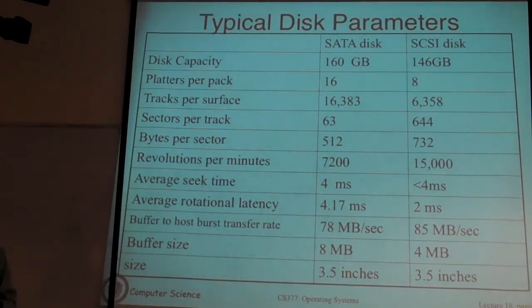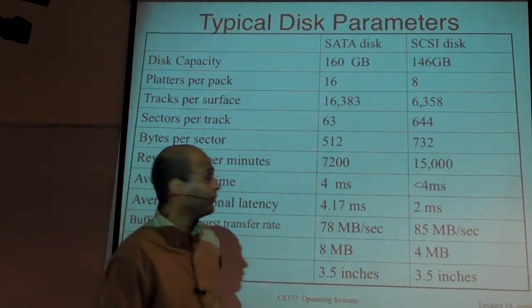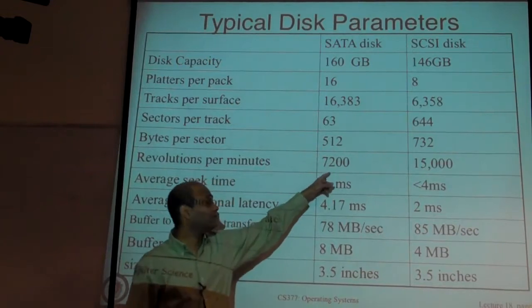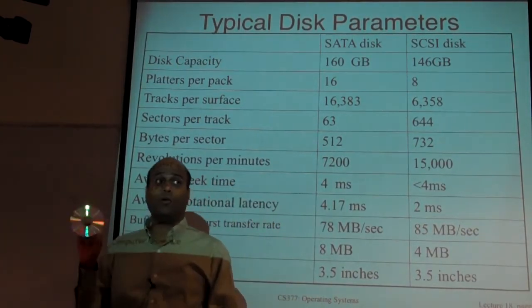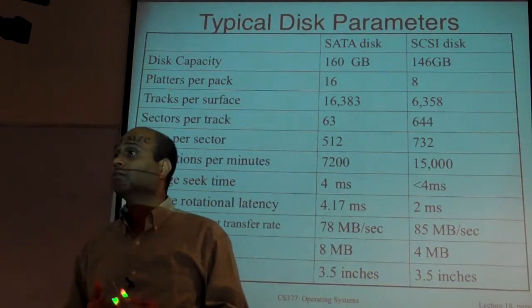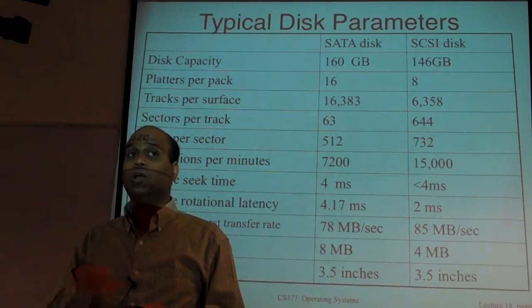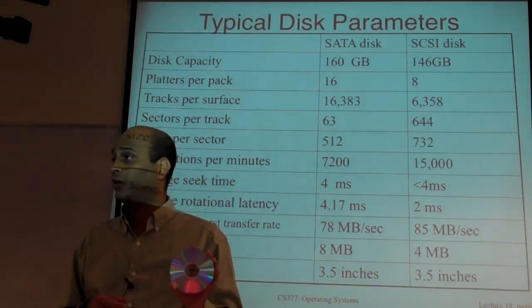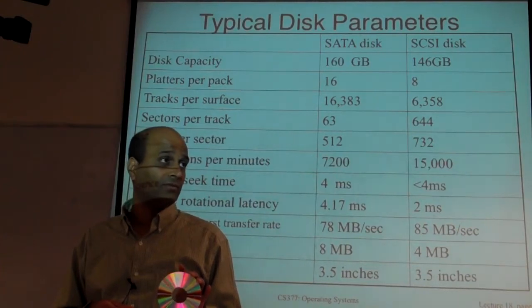Bytes per sector typically is a few hundred, 512, 732. Some of them might have 1024, but mostly 512 is a good number. RPM has been increasing. This is a 7,200 RPM, and this is a 15,000 RPM. That basically says how quickly the platter is spinning. So the faster it spins, the faster you can read or write data, and the lower the rotational latency.